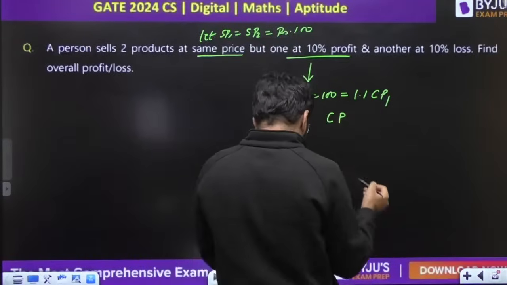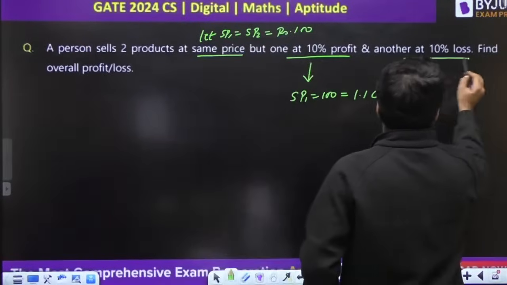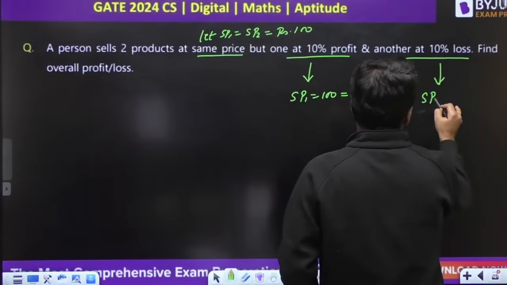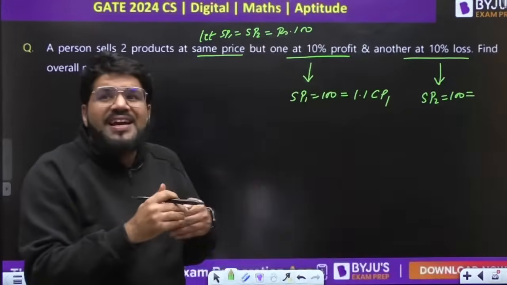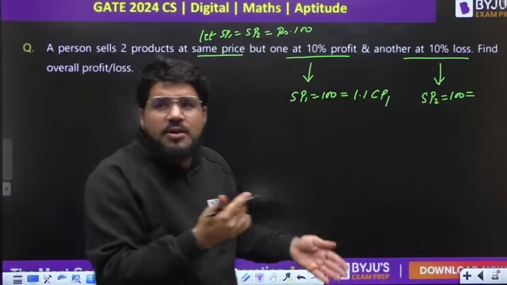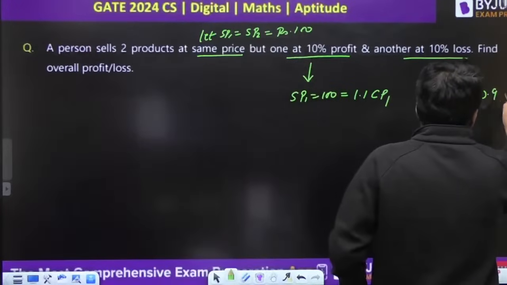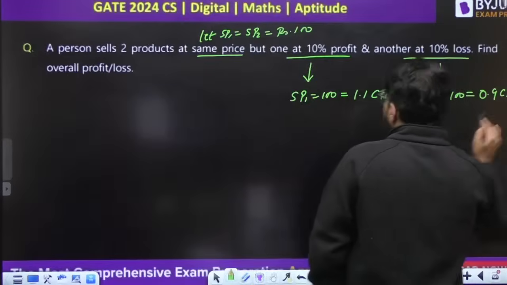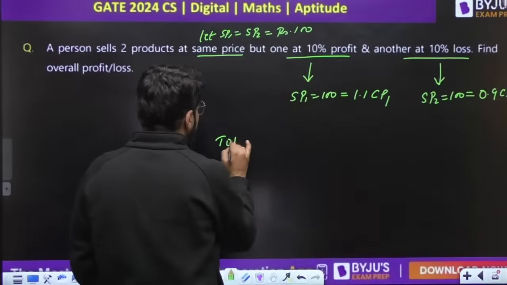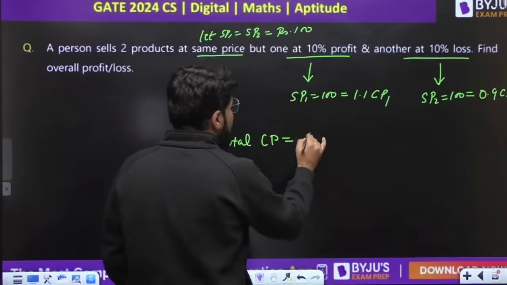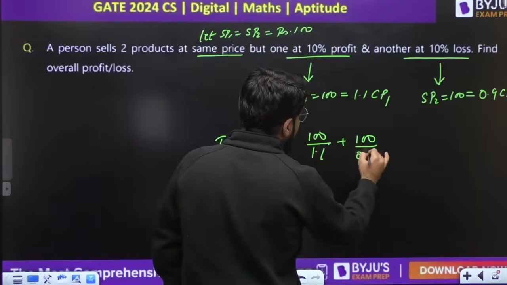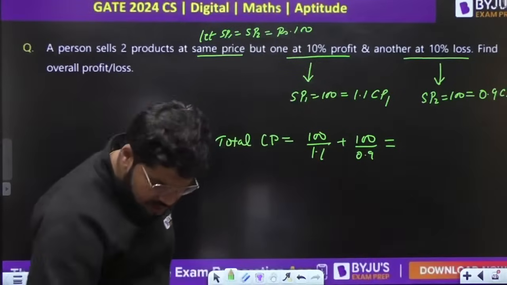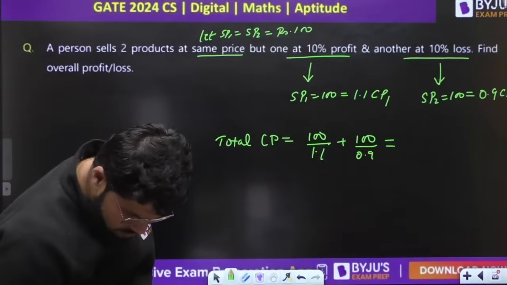So the CP1 can be calculated from here. Another at 10% loss. Another is sold at the same price 100, but that is at 10% loss. So you are selling it at 90% of what you bought. That is why 10% loss is coming. So that is 0.9 of CP2. Now what is the total CP? It is 100 by 1.1 plus 100 by 0.9. Let us calculate and see how much it gives.